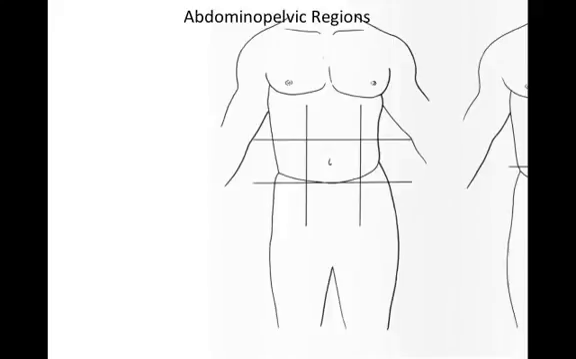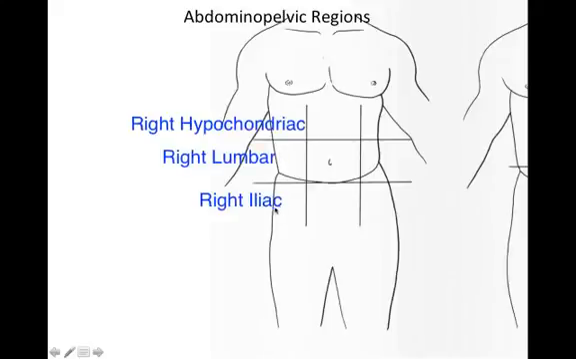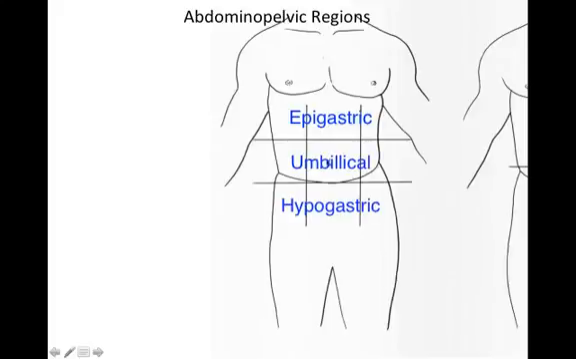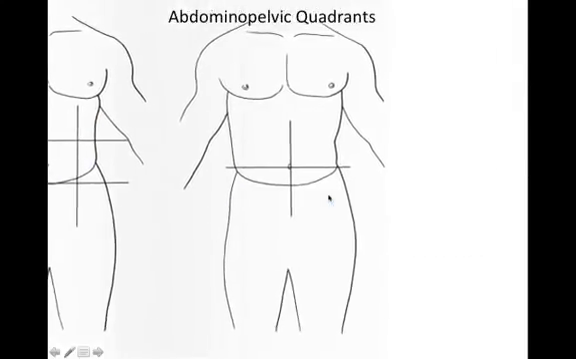First, we'll start with the 9 abdominal pelvic regions. Starting up here is the right hypochondriac, here is the right lumbar, and below that is the right iliac. Mirrored on the opposite side are the left hypochondriac, the left lumbar, and the left iliac. Back to the middle we have the epigastric, the umbilical, and the hypogastric regions.